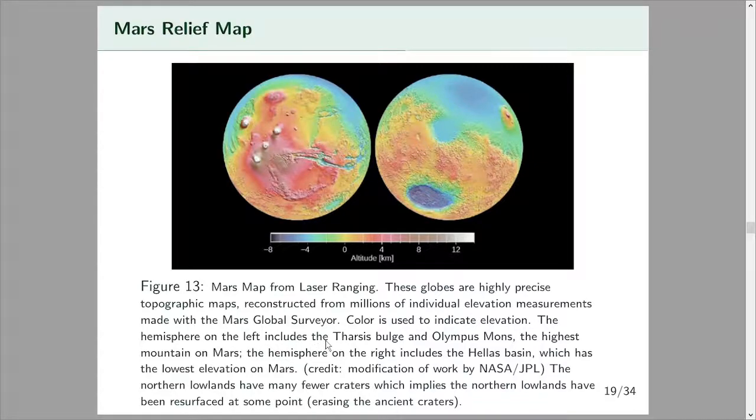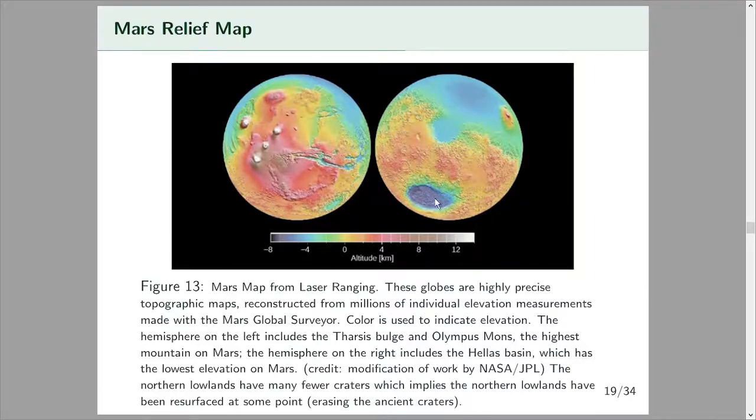The hemisphere on the left includes Tharsis Bulge and Olympus Mons, the highest mountains on Mars. These are volcanoes here, these white objects, and they're enormous. I think Olympus Mons is the size of Missouri or something like that. Unlike on Earth, where the plates are moving and you get chains of volcanoes, on Mars you just get what's called hotspot volcanoes under a surface that's not moving. And so they just make a bigger and bigger volcano in the same spot forever and ever. And so Mars has the largest volcanoes in the solar system, at least that we know of.